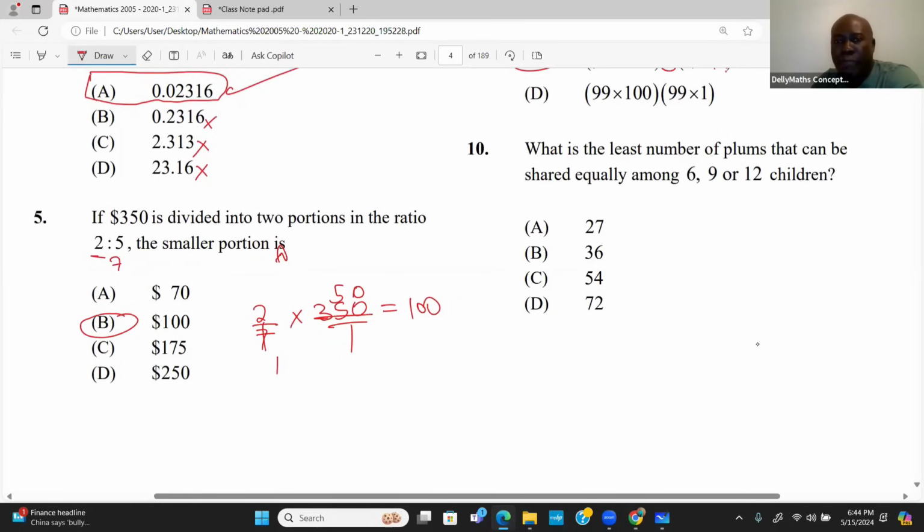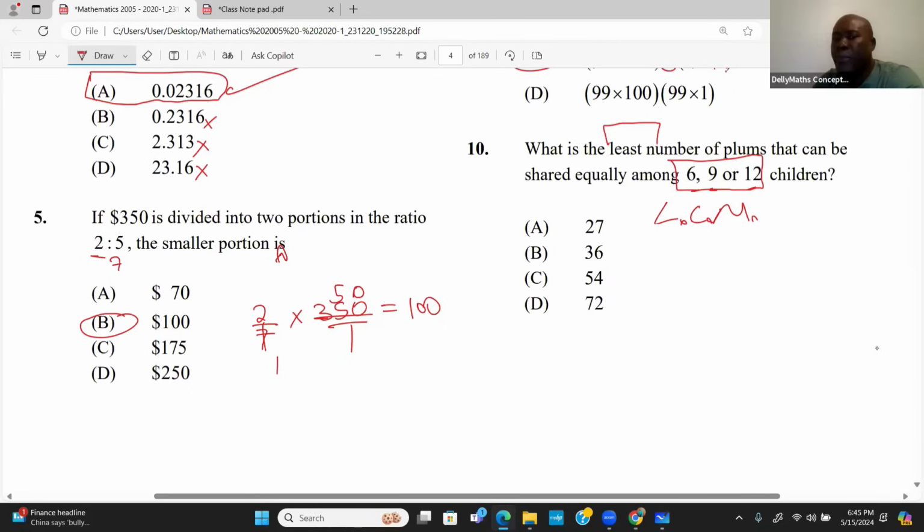Now, number 10, what is the least number of plums that can be shared equally among 6, 9, and 12? Whenever they use the least, they are gearing at LCM. So that's what you want to think of. When they use the largest, they're doing highest common factor. When they use least, they're dealing with lowest common multiple. So all you want to do is find the lowest common multiple for this. 36.